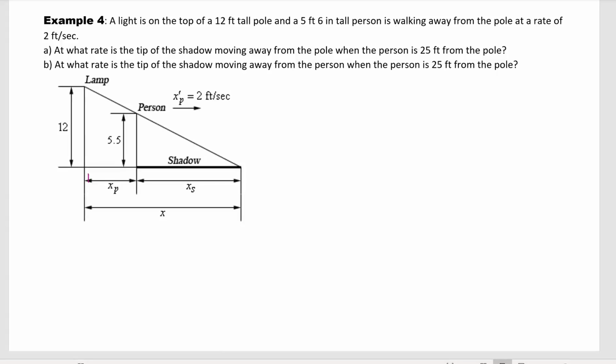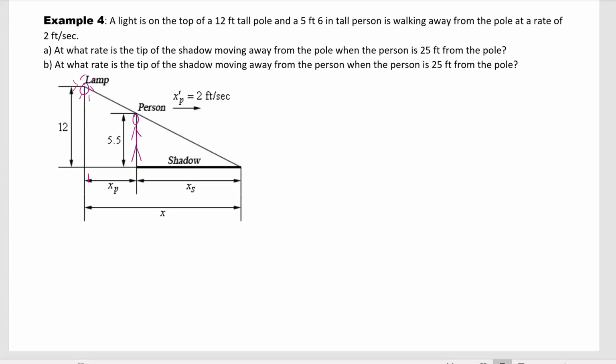Part B. At what rate is the tip of the shadow moving away from the person when the person is 25 feet from the pole? Okay, what are our steps? Step 1, we want to draw the picture. Okay, so here we have the picture, we have the lamp right here, and we have the person right here.